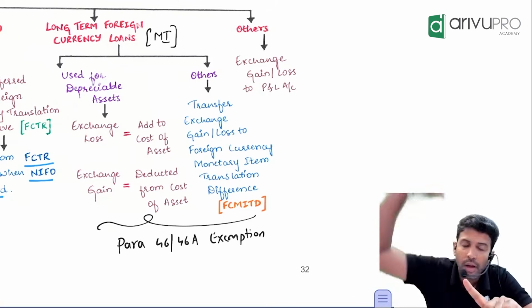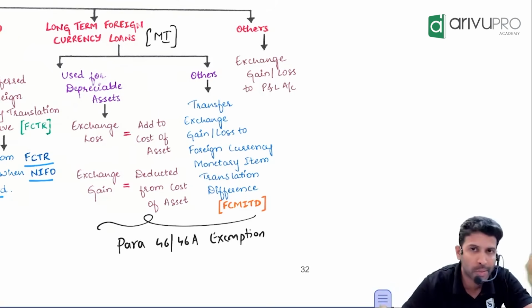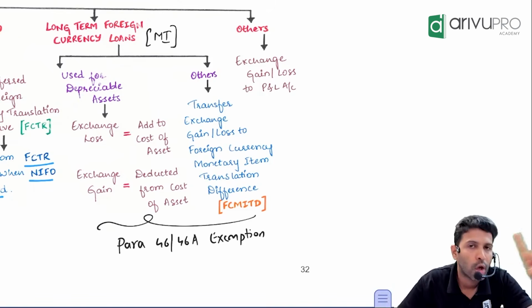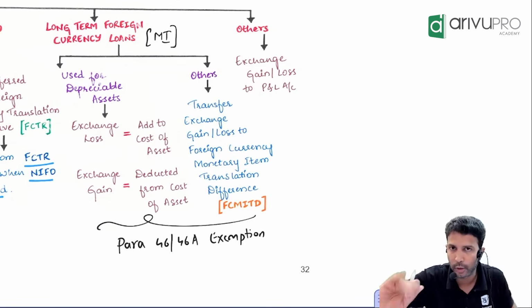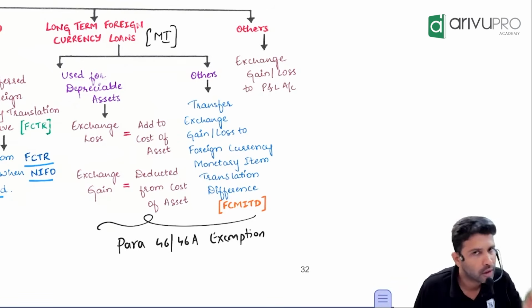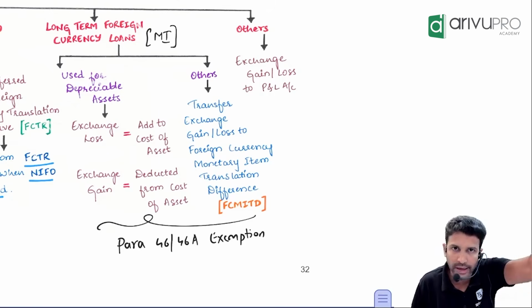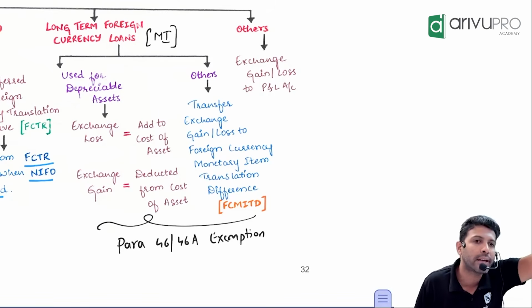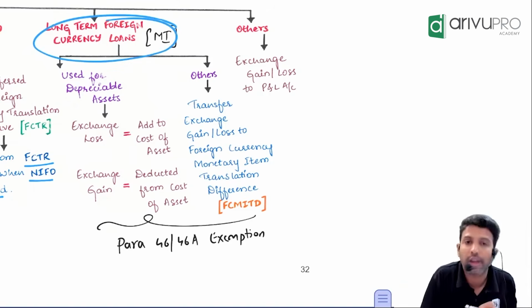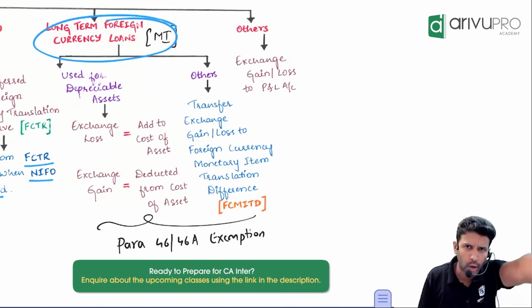You're taking a loan from outside India, and it should not be a short-term loan but a long-term loan. First aspect: is a loan a monetary or a non-monetary item? Monetary. Because if you take a $1 lakh loan, how much principal will you repay? $1 lakh. So loan taken, loan given, both are examples of what item? Monetary item.